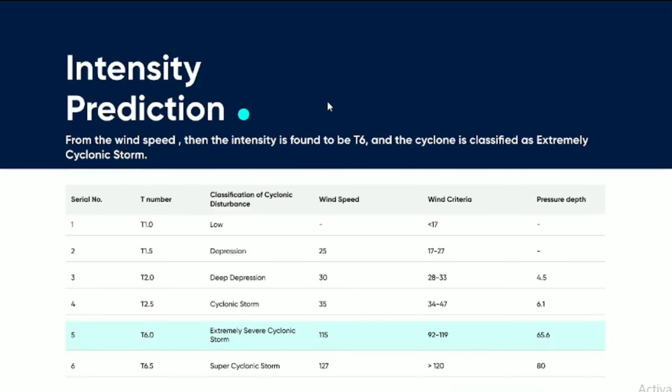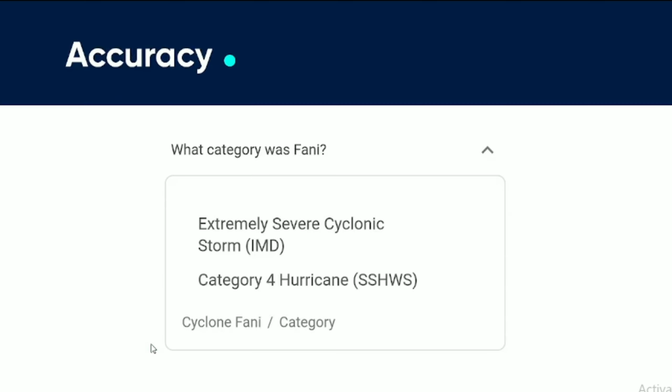Once the wind speed is found, the next step is very easy. We just need to predict the intensity and the category of the cyclone by looking into this table. Since the wind speed was 115, our model says that cyclone Funny must be in this category and must have a T number, or intensity in terms of the T scale, of T6. This is what our model predicts, and this is what Google says about the Funny cyclone, that it is an extremely severe cyclonic storm.